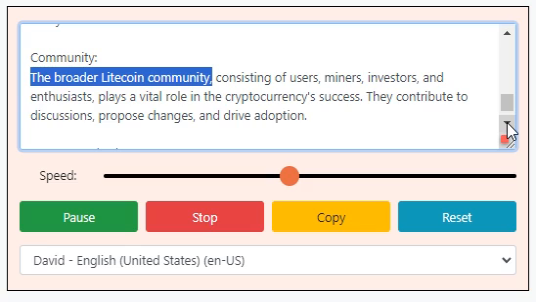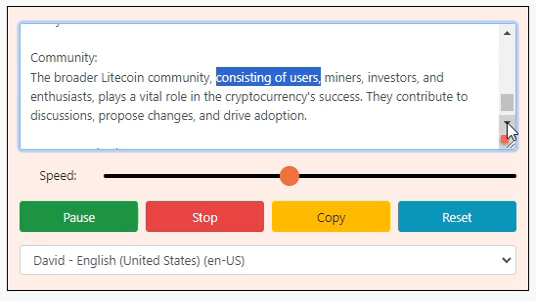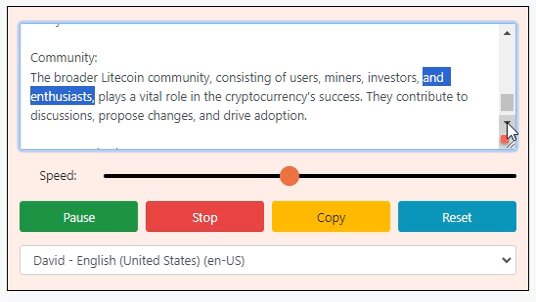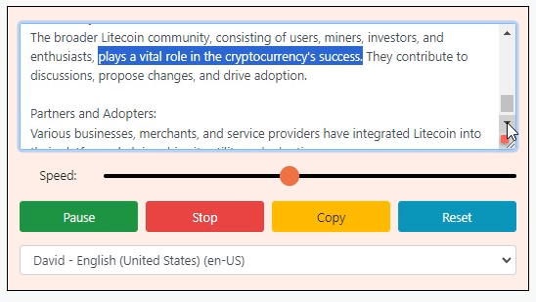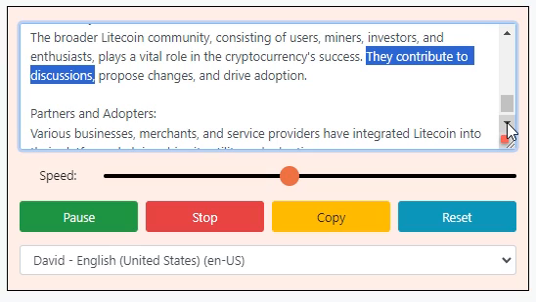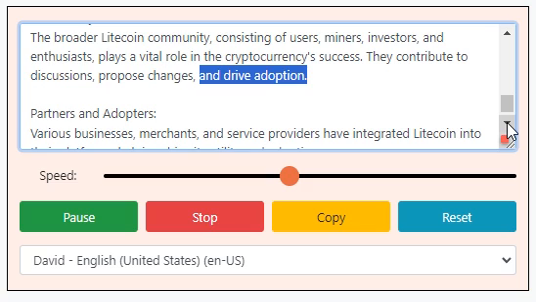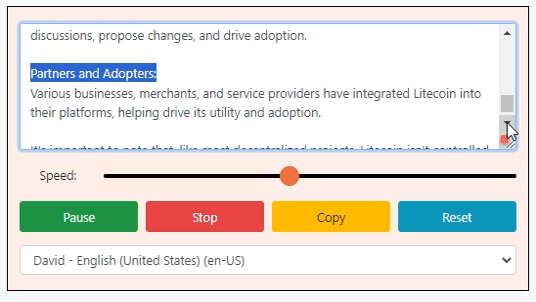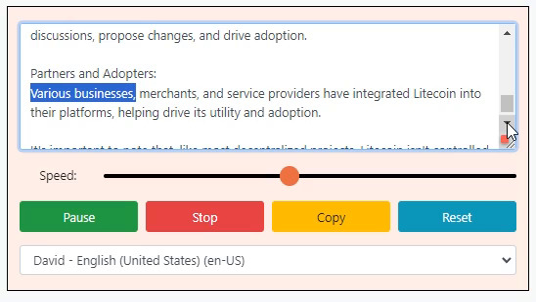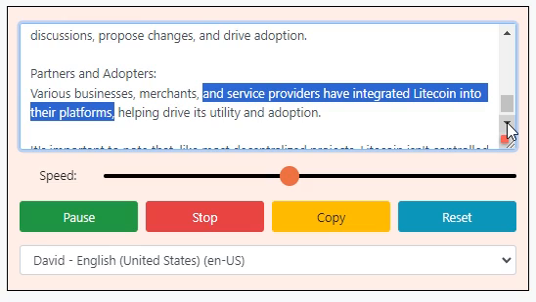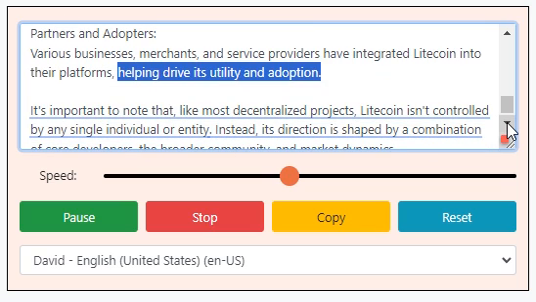Community. The broader Litecoin community, consisting of users, miners, investors, and enthusiasts, plays a vital role in the cryptocurrency's success. They contribute to discussions, propose changes, and drive adoption. Partners and adopters. Various businesses, merchants and service providers have integrated Litecoin into their platforms, helping drive its utility and adoption.